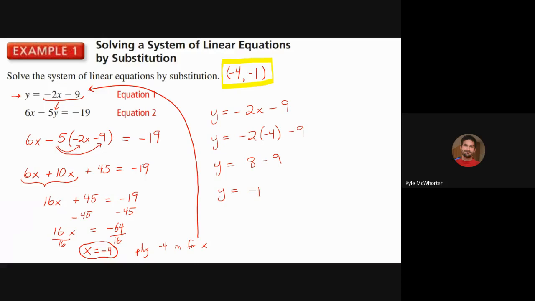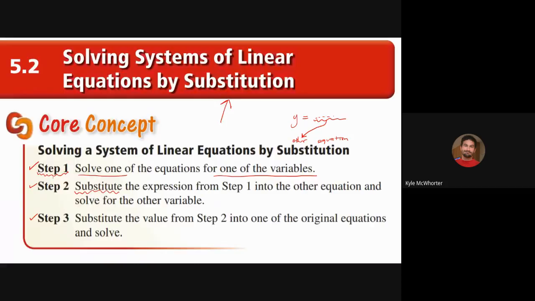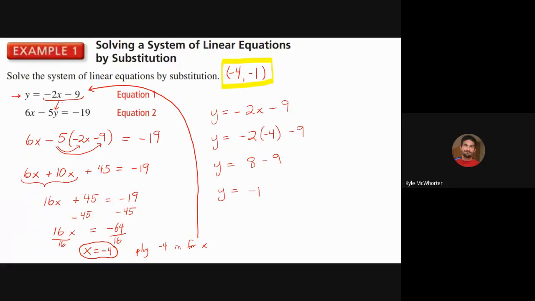So let's just realize that we did these things. Step 1 was done for us. That already had y solved by itself. Step 2, we substituted the expression for y into the other equation. Then we were able to solve that equation. Then the last step was to plug this value into the first equation to find out the y value. So altogether, our solution is -4, -1.